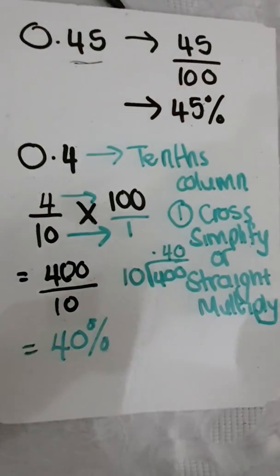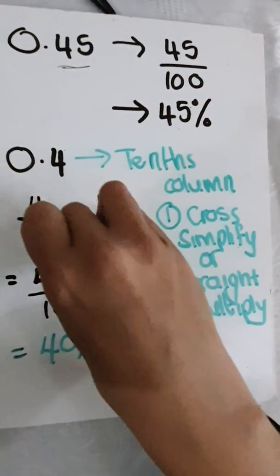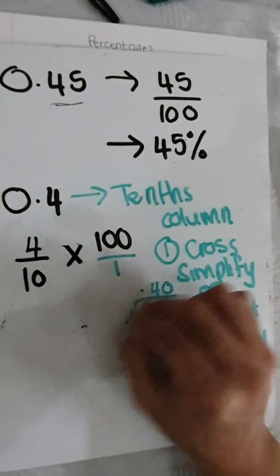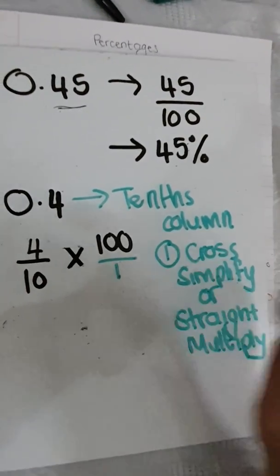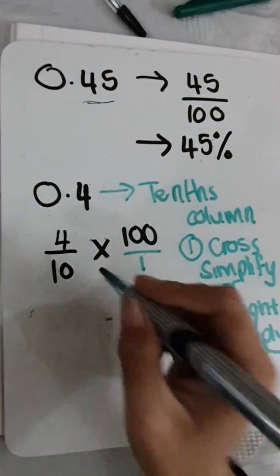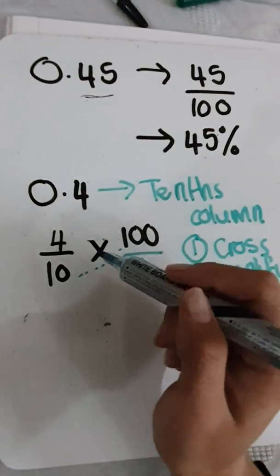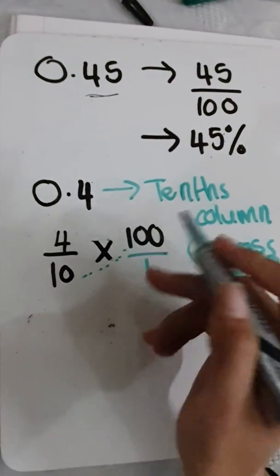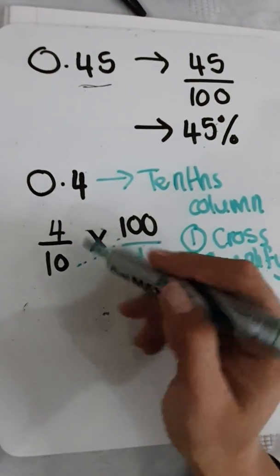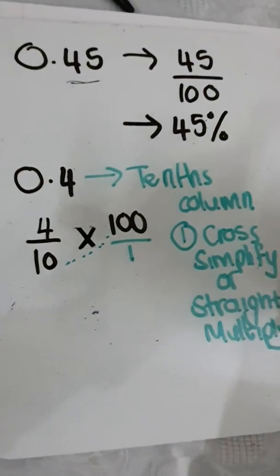Now, that is if we are doing straight multiplication. If we were to do the other method of cross simplification, we are still going to follow the first step of putting 100 over 1, but then we are going to look at the opposite numbers. When we look at the opposite numbers, we're going to ask ourselves, what is the highest number that can go into both 10 and 100? That means that we're looking for a common factor.